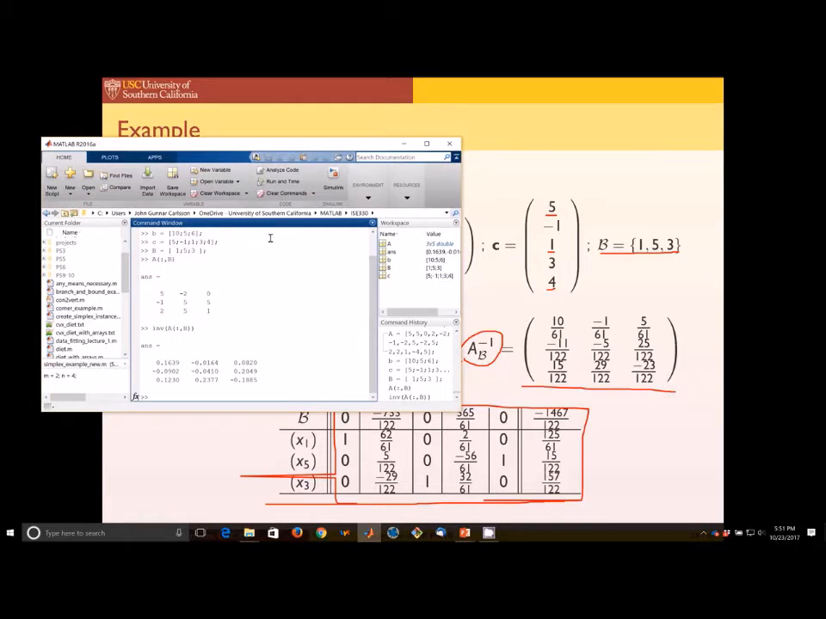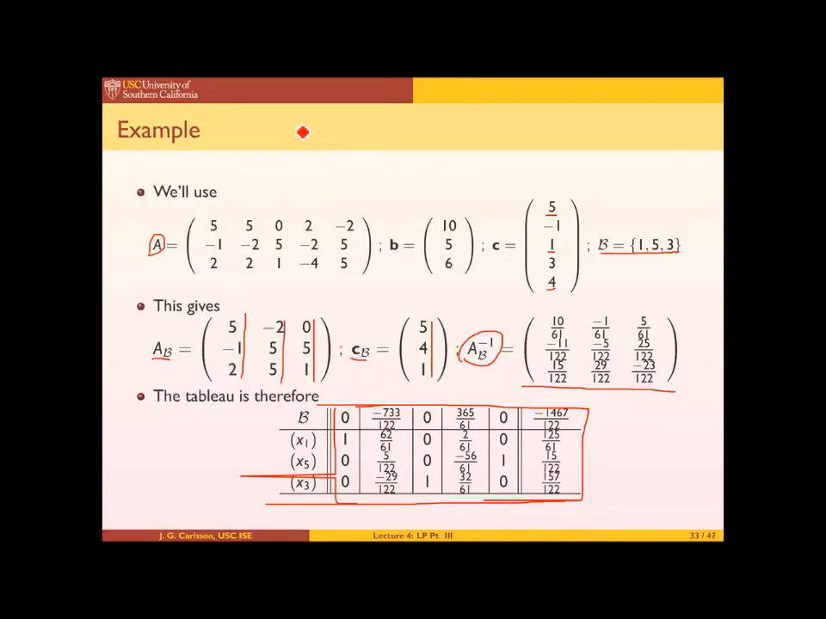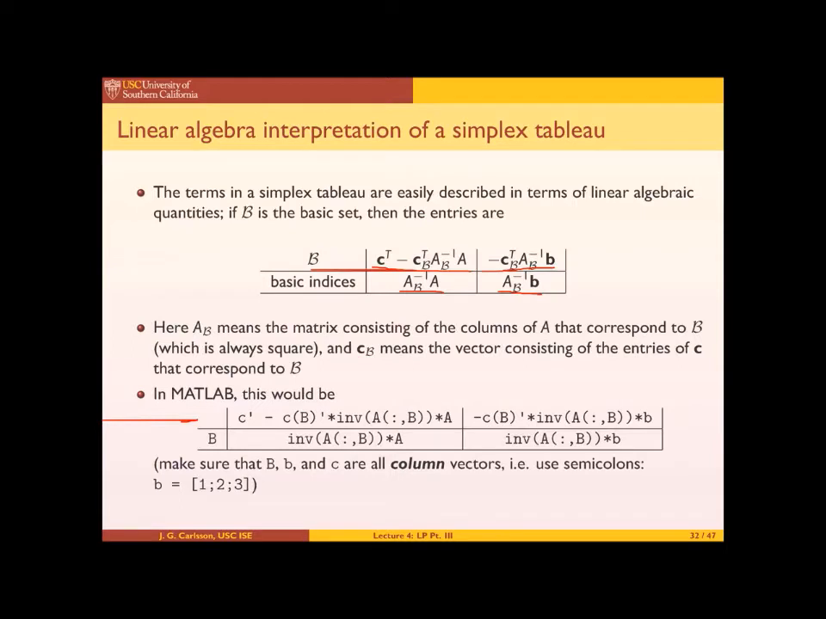Just so you know, in MATLAB, if you don't like decimals, if you want to convert something to rationals, you do the command rats, for rationals, and you get exactly what you see there. Okay, so now if you had to, for whatever reason, write a MATLAB script for doing a simplex tableau, this gives you a pretty simple way to do it.